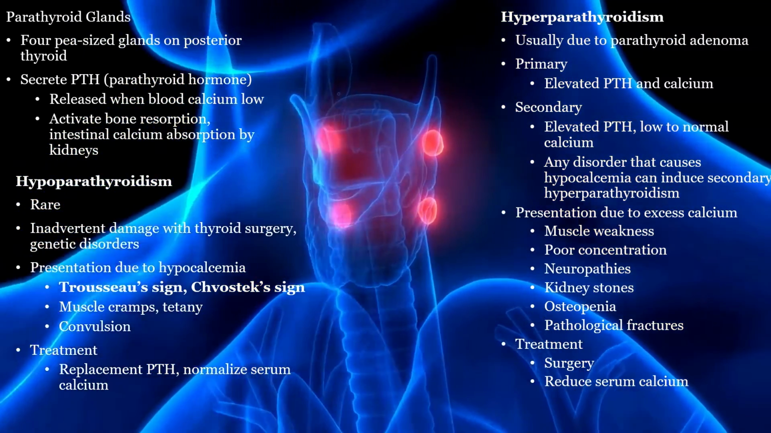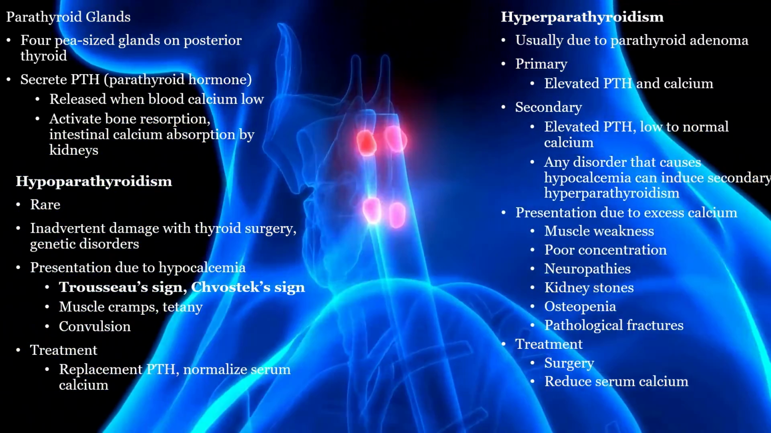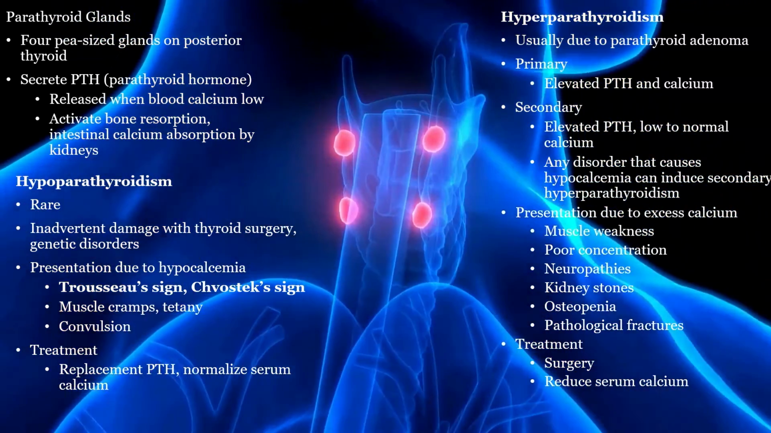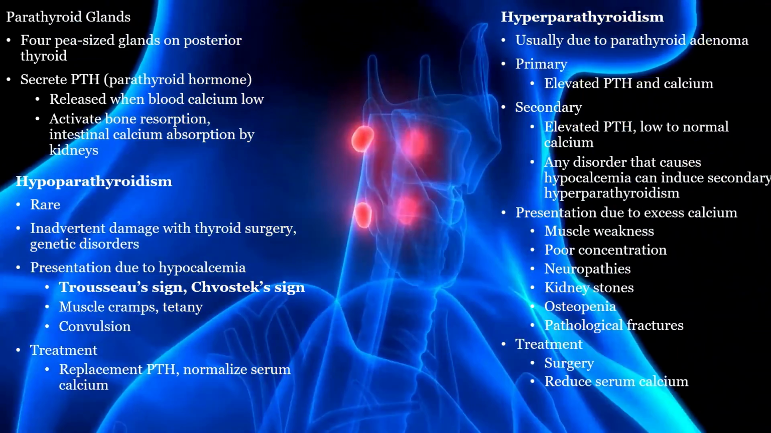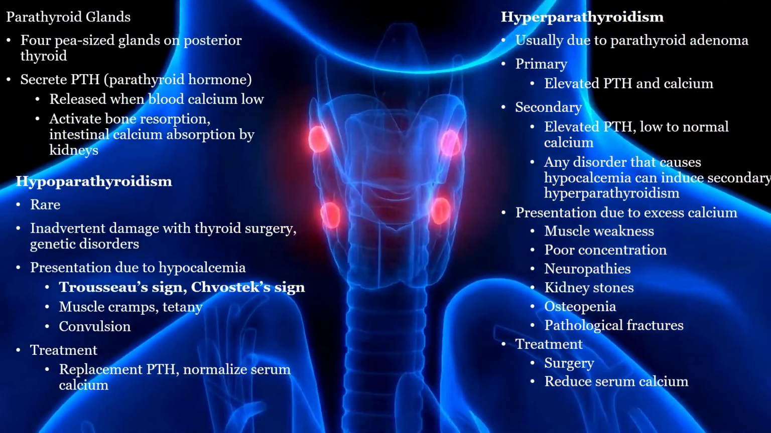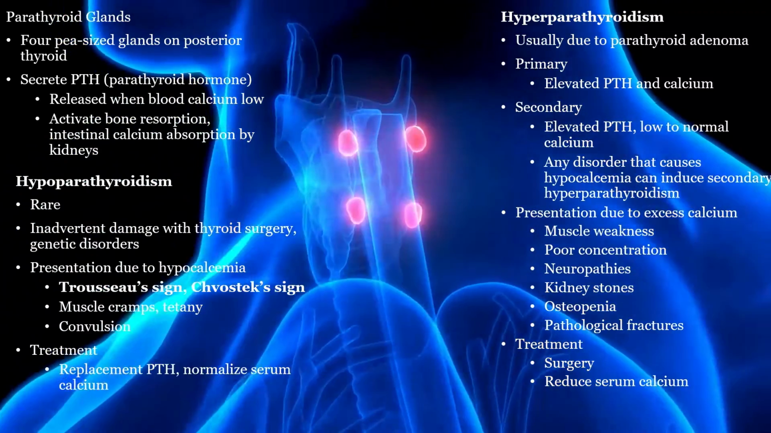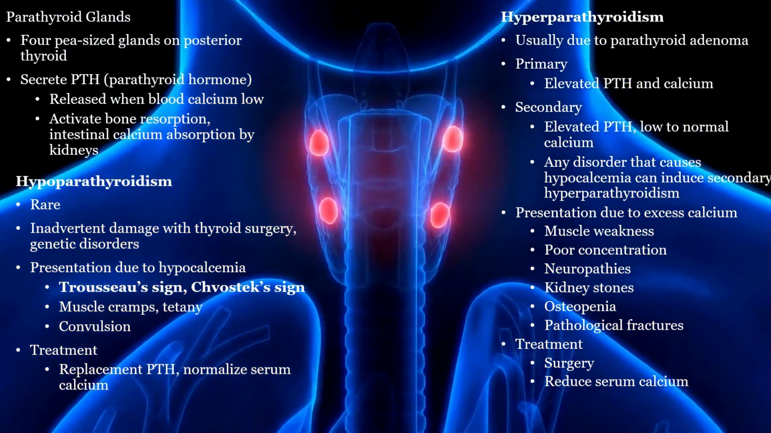Hypoparathyroidism is rare, but can occur with thyroid gland removal, as one can accidentally remove the parathyroid glands as well. Replacement parathyroid hormone would then be needed. The patients will have hypocalcemia symptoms, as we discussed last week, including your favorites, Chvostek and Trousseau signs.